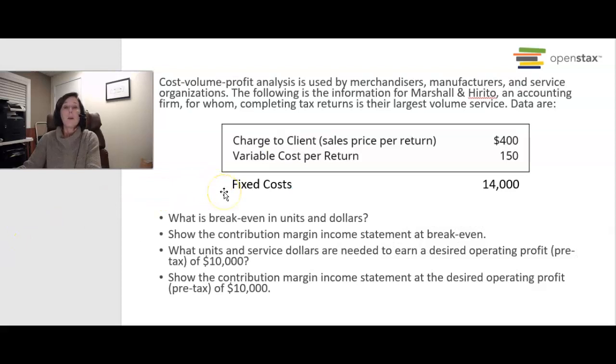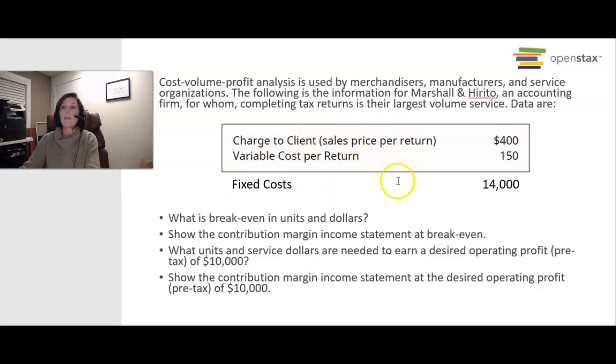So not only do merchandisers, I've talked about manufacturers, use the cost volume profit analysis, but so do service companies. I am a service company, and when I start looking at my hourly rate that I'm going to charge clients, I certainly look at that in terms of, okay, how much of that is covering fixed costs, how much of that is covering variable costs, and what's left over to go in my pocket at the end.